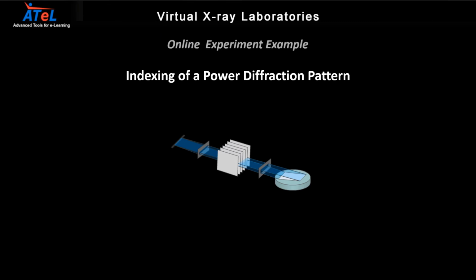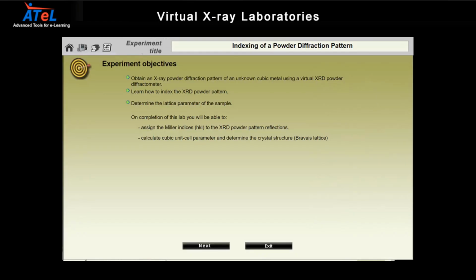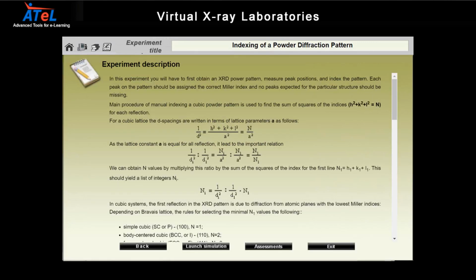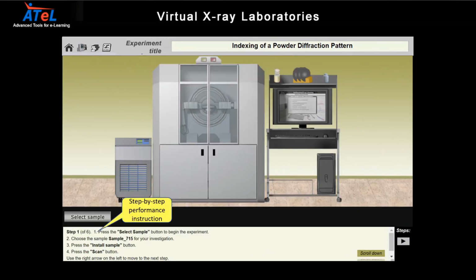Let's see what a typical online experiment looks like. We will use the virtual experiment indexing a powder diffraction pattern as an example. Each online experiment starts with specific learning objectives and is comprised of an experiment description and a brief theory and student assignment, detailed step-by-step instructions for students that may include a worksheet or assessment, and associated learning resources.